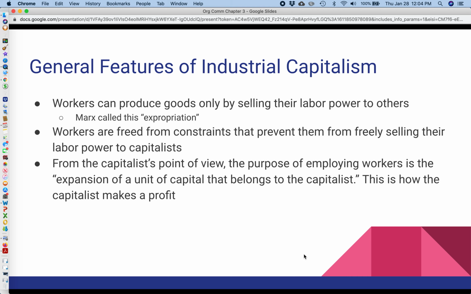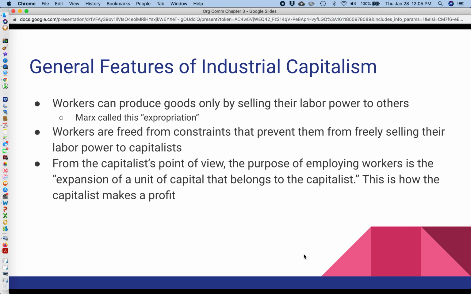So, to summarize some of the things we've gone over already, we can talk about some of the general features of industrial capitalism. With the Industrial Revolution and the switch from an agrarian economy to an industrial economy, workers can produce goods only by selling their labor power, their ability to work, to the capitalists, to the industrialists. And Karl Marx called this expropriation, right? That's just a fancy word for the fact that the way the masses make money in this system is by selling their ability to work to their bosses, right?